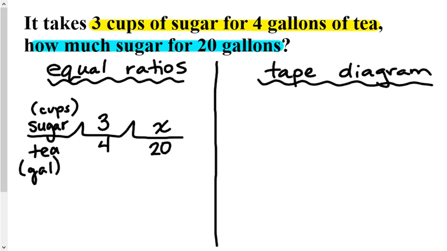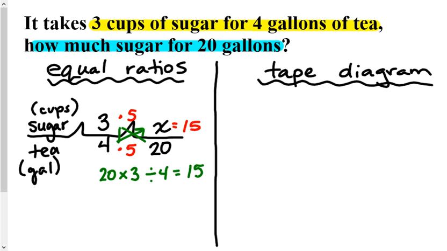Now, I can work this out. I could use a scale factor on this one. 4 times 5 is 20, so I can do 3 times 5 and get 15. I could have also, if I wanted to, cross multiplied and then divided. And if I did that method, I would do 20 times 3 and divide by 4. And when I do that, I'm still going to get 15.